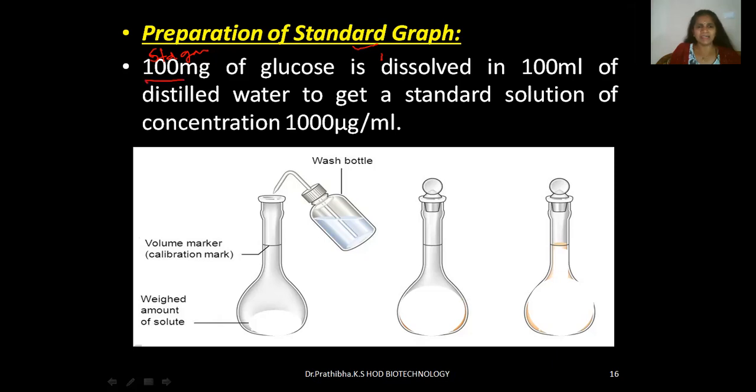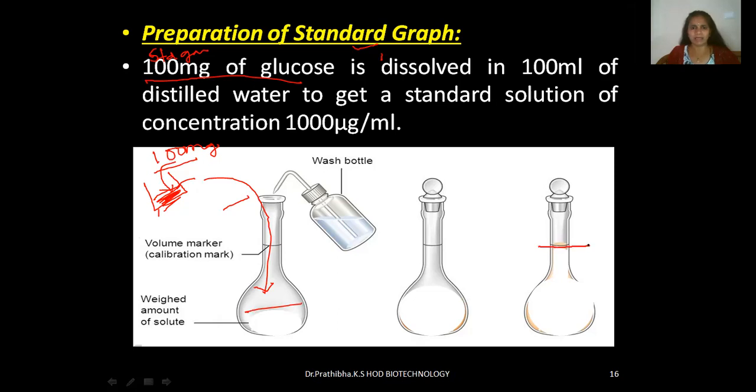First you need to weigh 100 mg of glucose. Once you weigh the 100 mg of glucose, you are going to dissolve it in a minimal amount of distilled water. Whatever chemicals you weigh must always be dissolved in a minimal amount of distilled water. Once this 100 mg of glucose is dissolved thoroughly in the beaker, the content will be poured into the volumetric flask, and then you make up the final volume to 100 ml.